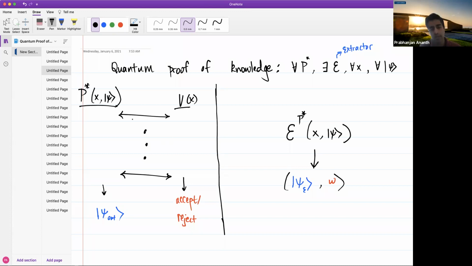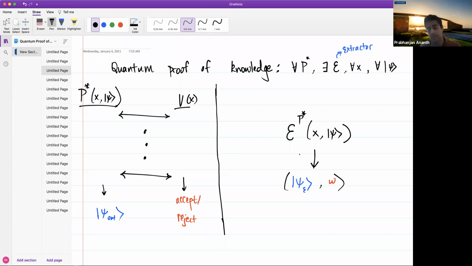Okay. So more formally, we'll consider two experiments. In the first experiment, we have the malicious prover interacting with the verifier. It gets as input the instance X and some auxiliary state, and the verifier gets as input the instance. At the end of this protocol, the prover outputs some state, and the verifier outputs whether it accepted or rejected. Okay, so this is one experiment.